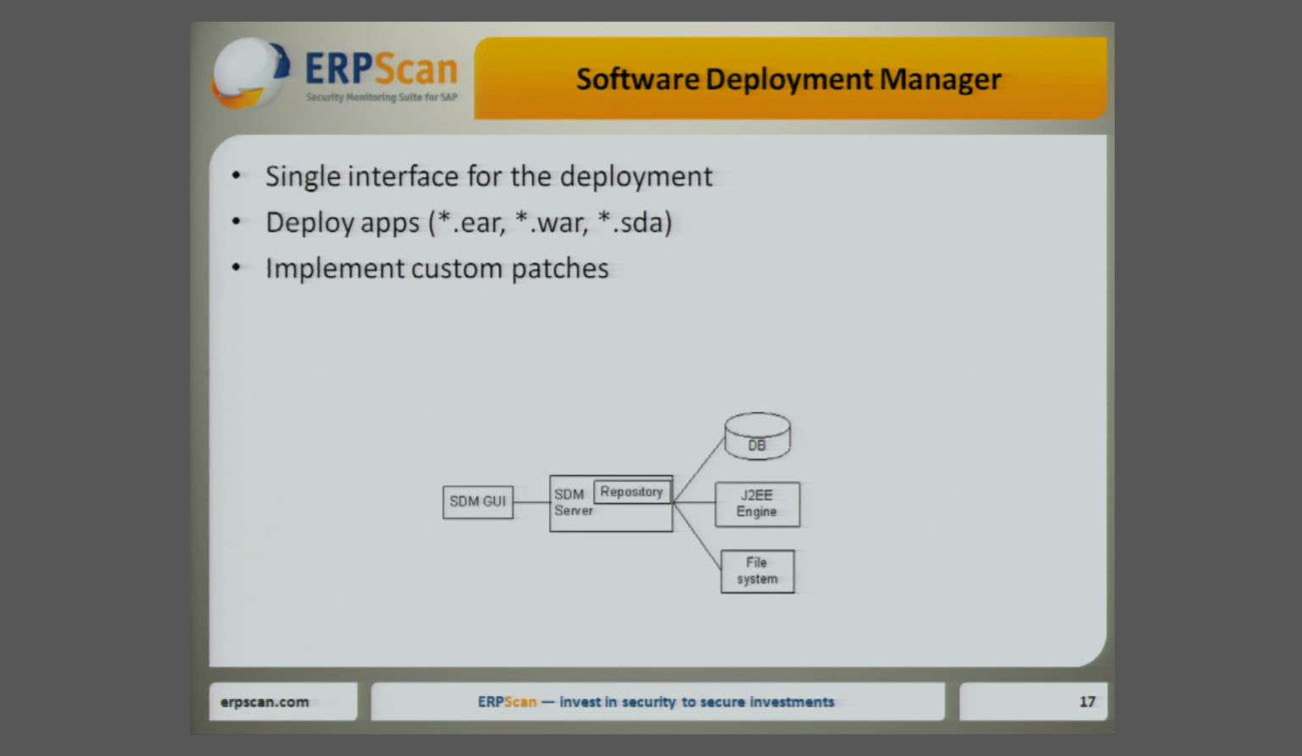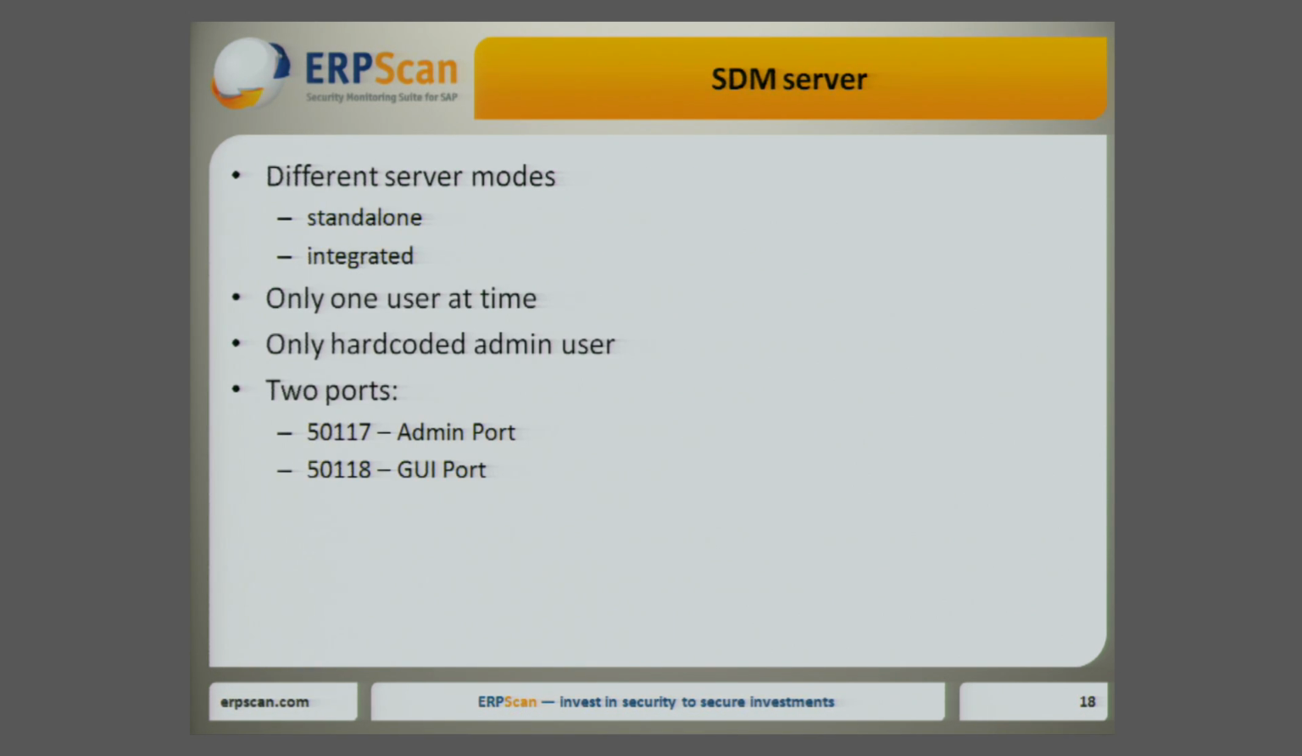Also, developers who cooperate with other developers can use SDM. They will be able to deploy the components developed by the other group and test the joint work of the components. Developers who deploy their application locally out of the NetWeaver Developer Studio also use SDM. SDM consists of several modules which connect the SDM GUI user with the J2EE engine, database, and file system resources. Let's look closer at the SDM server.